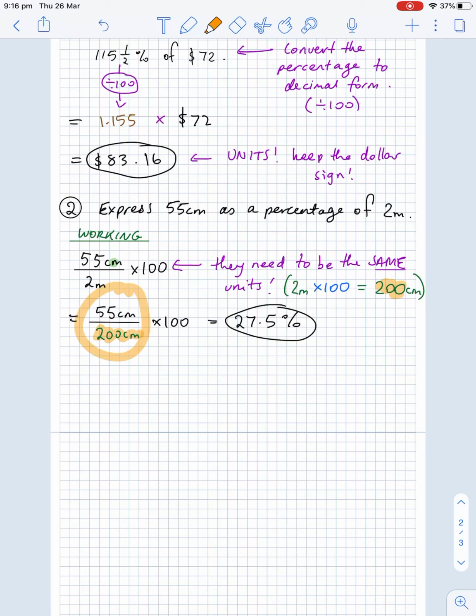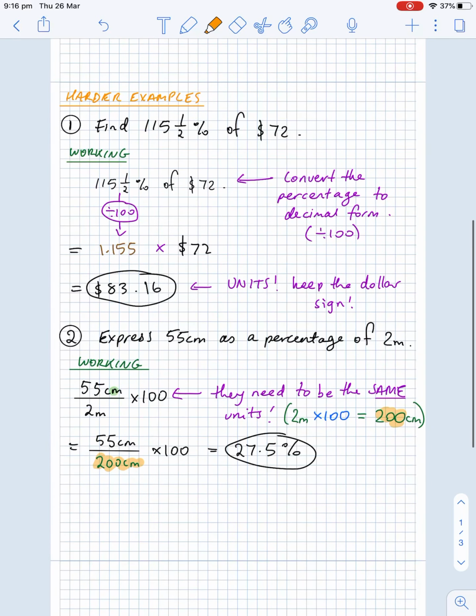And now our fraction is a lot nicer to deal with: 55 centimeters over 200 centimeters. And then we times by 100, and our percentage is 27.5%. We like to deal with a decimal inside our percentage. Don't use the fraction. It's just a little bit messier. And that's about it. Good luck with the questions.